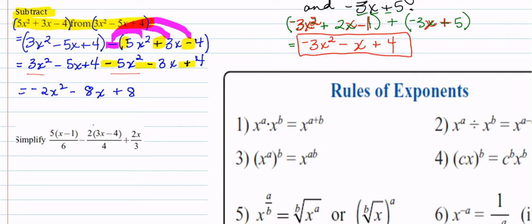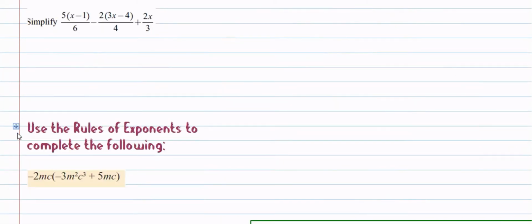Part of this section is when we're adding and subtracting fractions that have variables in there. Their numerators or denominators contain polynomials. So right here we need a common denominator, or an LCM, of 6, 4, and 3. Let's take a look at that.